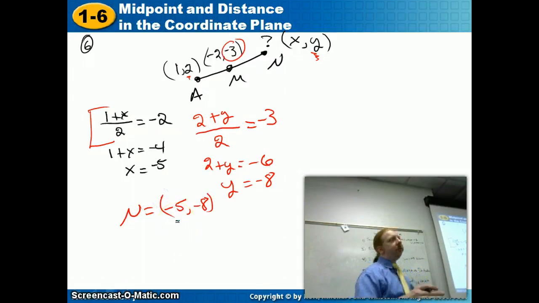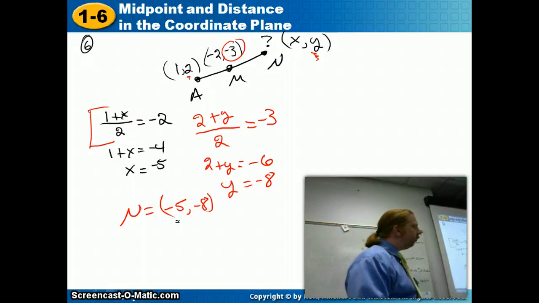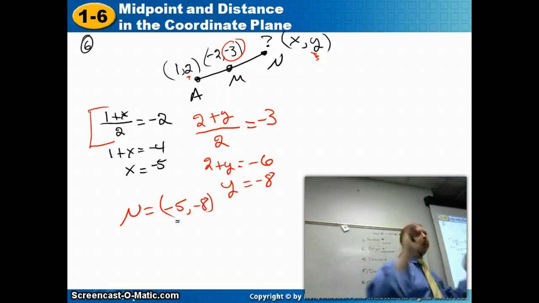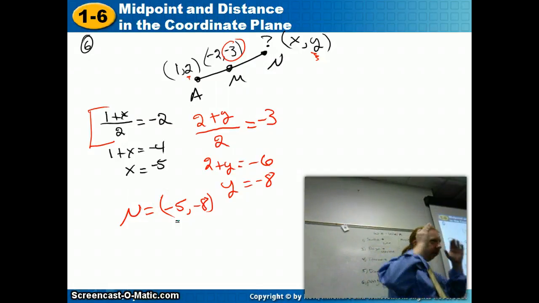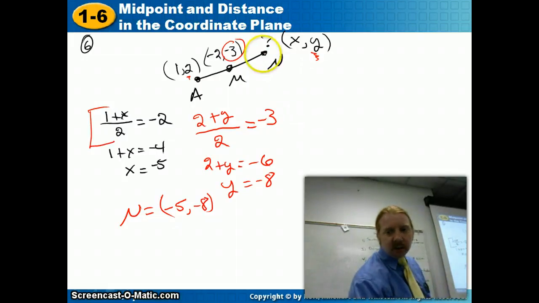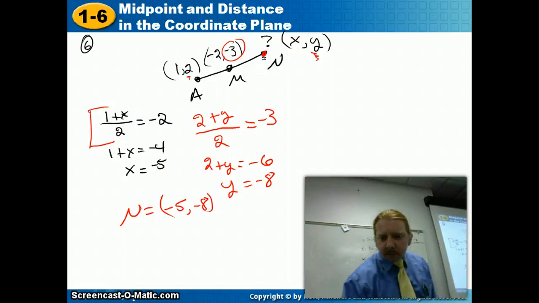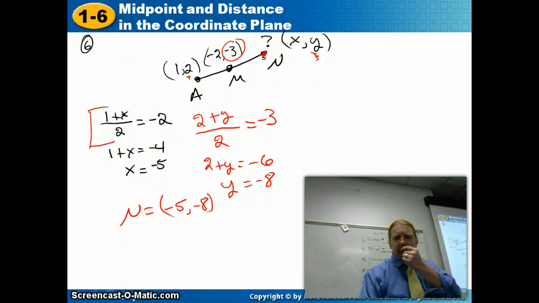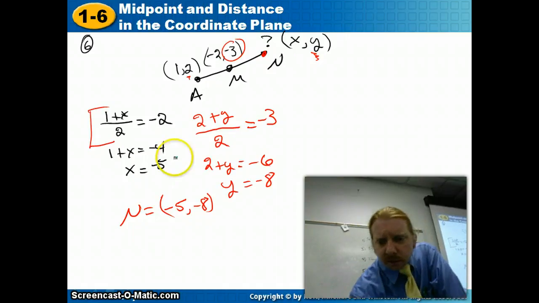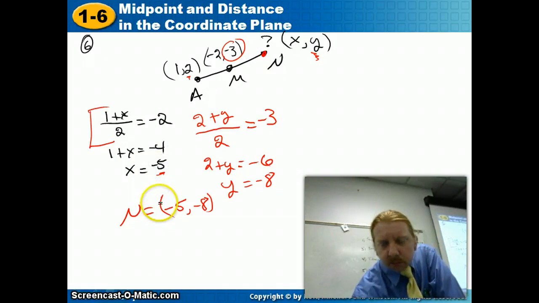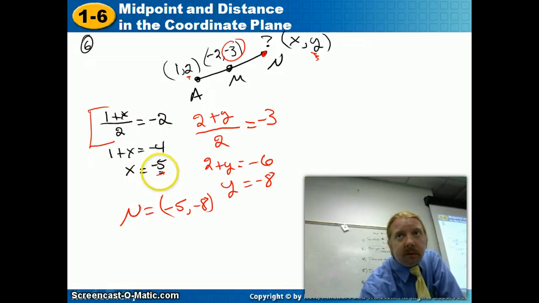Remember, all of the answers on this worksheet should be as ordered pairs. There should be 2 values, comma between them, parentheses on the sides. So we're looking for a point that represents this end. If I subtract 1 from each side, I have -5.